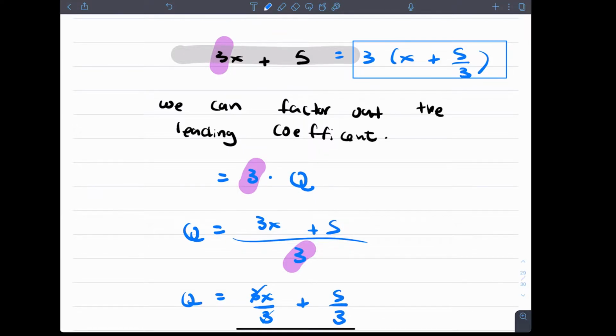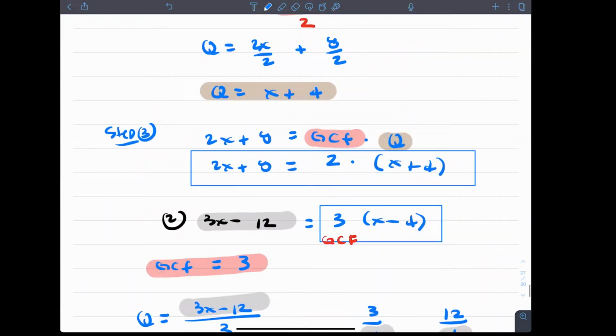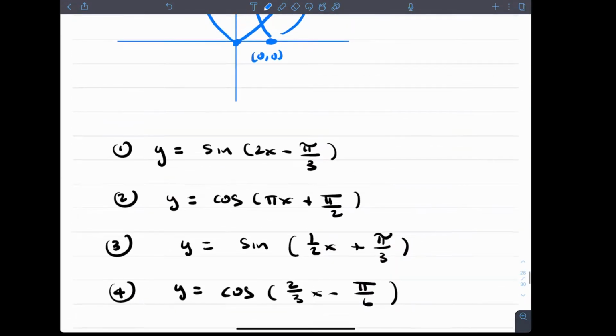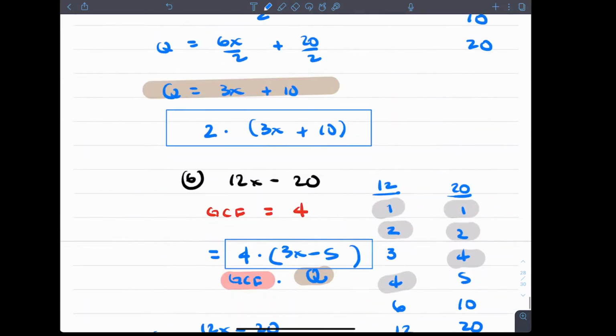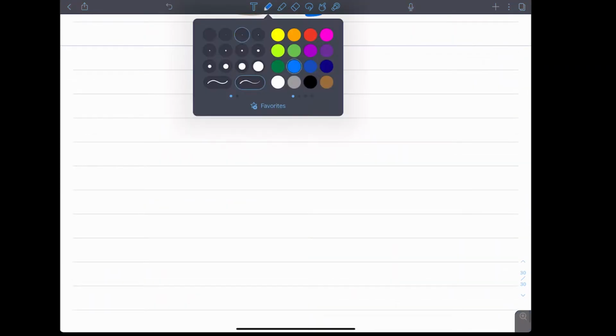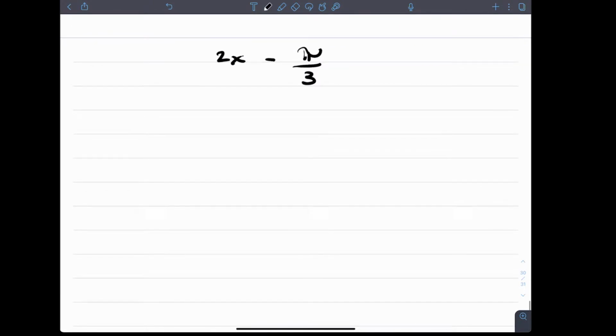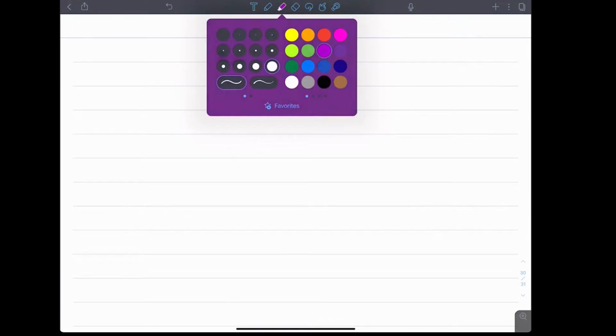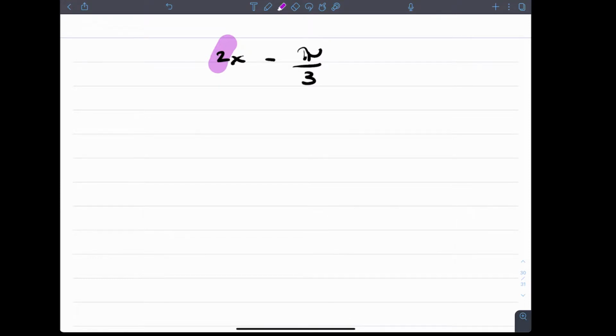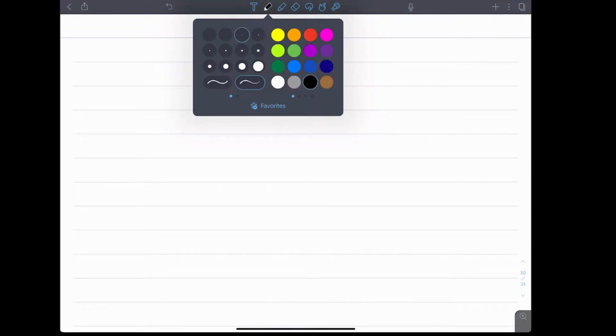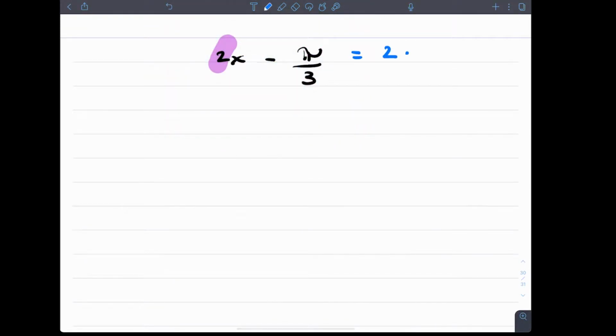And then you might say, Mr. Judge, where are you going with this? Well, 2x minus pi over 3. So where I'm going with this is here. We're going to factor out the leading term, that leading coefficient. The leading coefficient here is 2. So I'm going to have to write this as 2 times a quotient. We're going to factor out that leading coefficient.